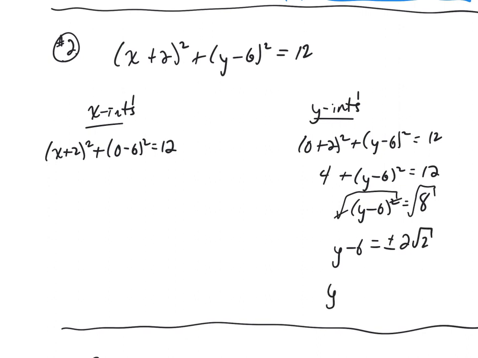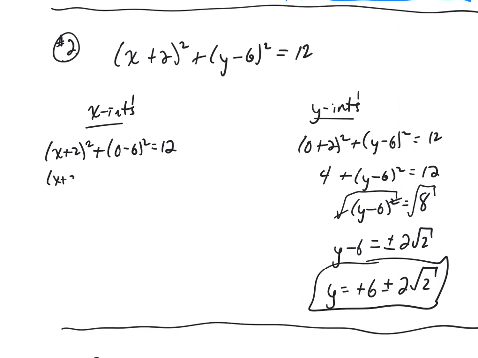And then move negative 6 to the other side by addition. And this time I'm not going to approximate, I'm just going to leave them as exact values. So it'd be 6 plus or minus 2 square roots of 2. So we have the two locations where the circle would cross the y-axis. Now let's go back and solve to find the x-intercepts.